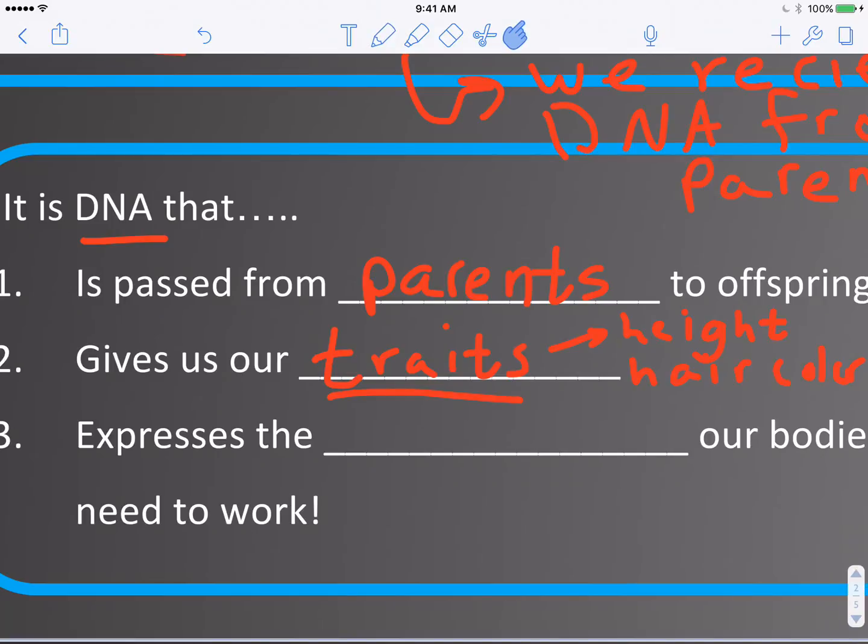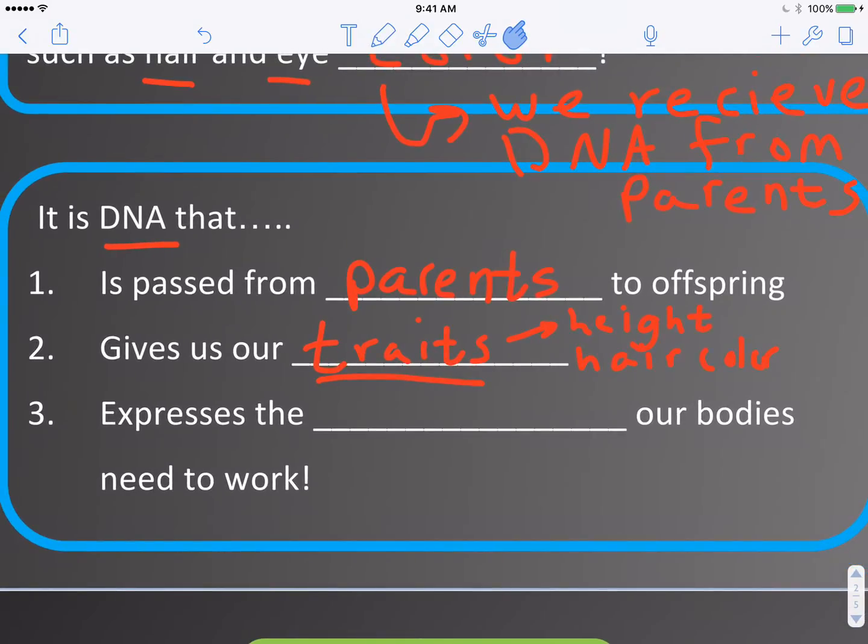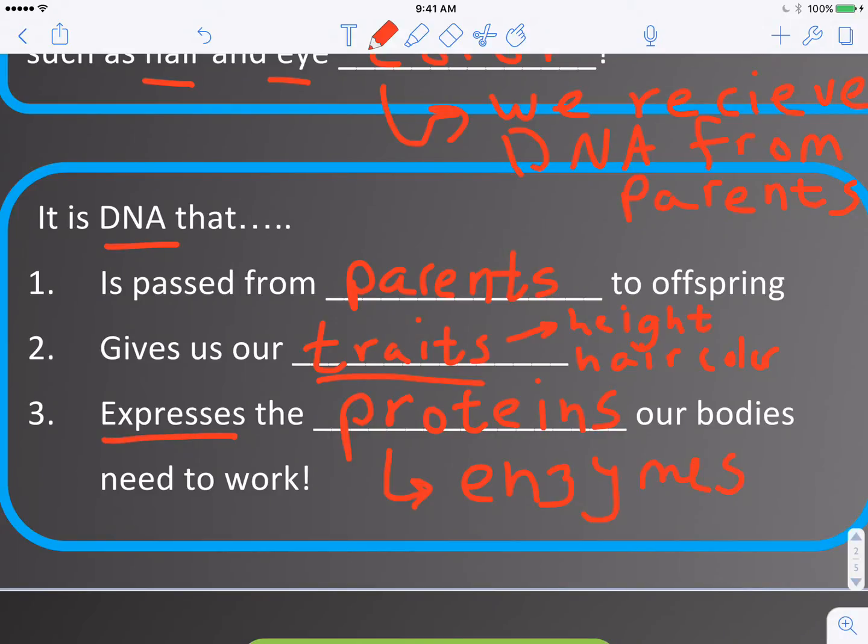Okay? One of the most important things that's rarely talked about though, at least at this level, is how DNA expresses the proteins that our body needs to work. And what I really want you guys to focus on, is what we briefly touched upon last lesson and what we're going to be going into next, is that these really important proteins are what we call enzymes. Okay, without these enzymes that the DNA expresses, our body would not function in the way that we need it to.